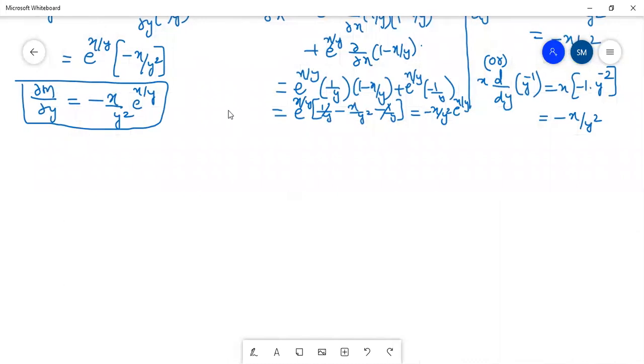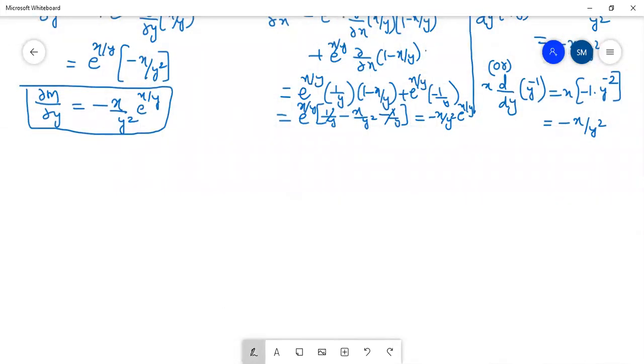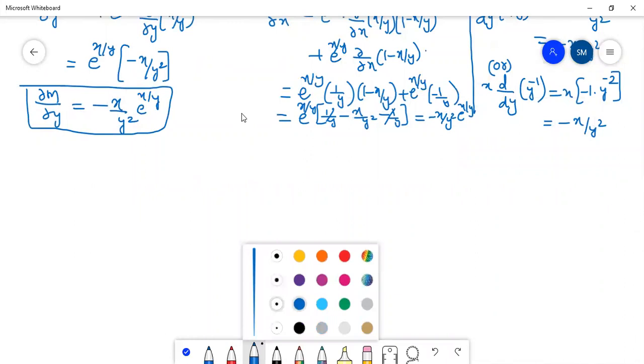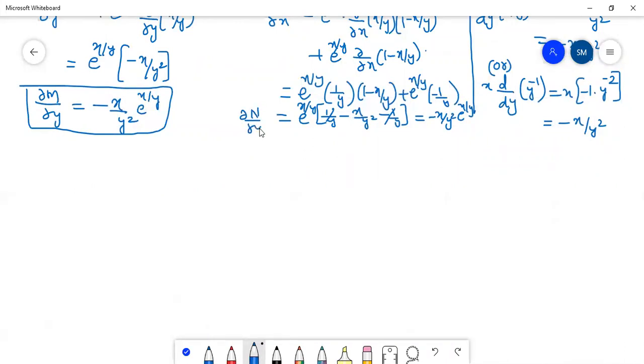So here, ∂N/∂y. Here ∂N/∂x is equal to -x/y² into e^(x/y). So clearly, this is the same as ∂M/∂y, right? ∂N/∂x, correct.